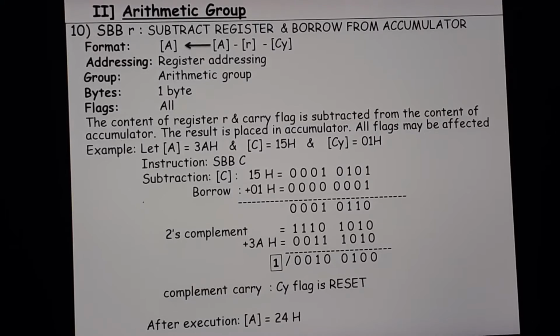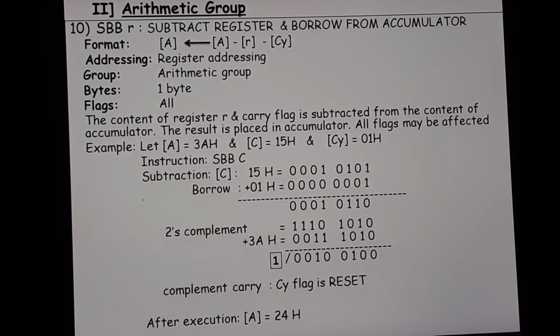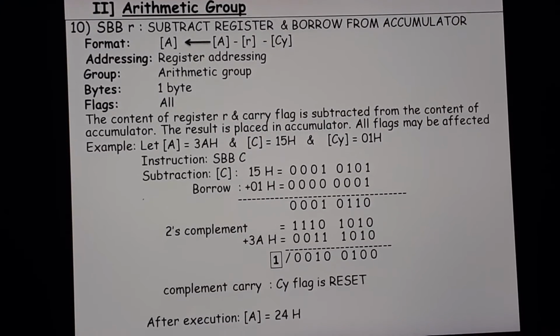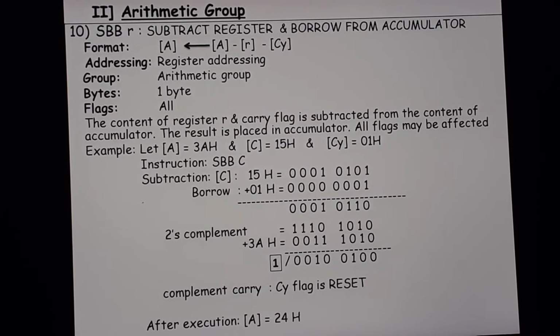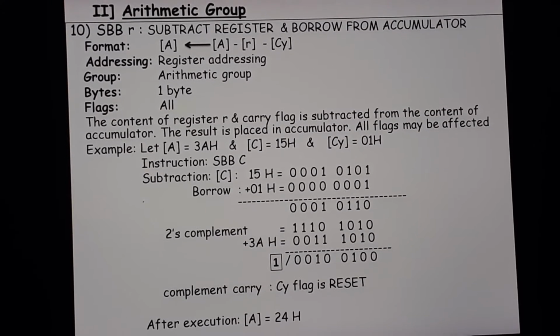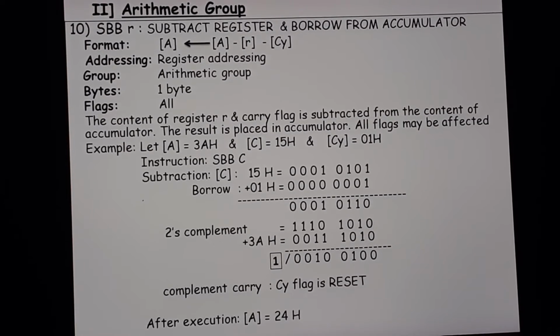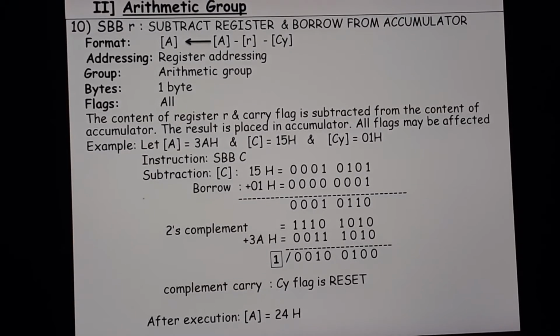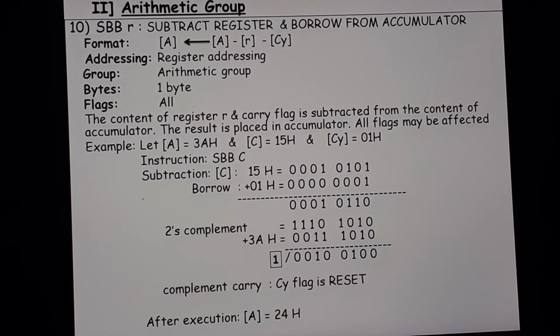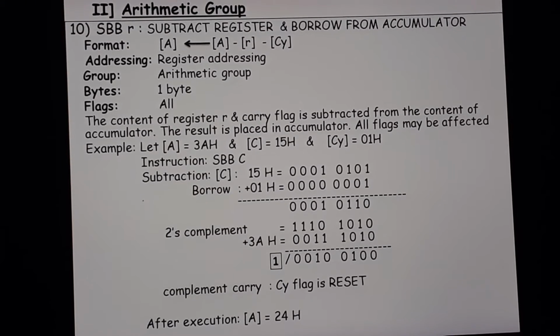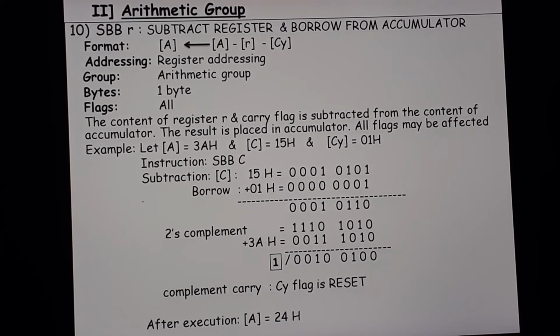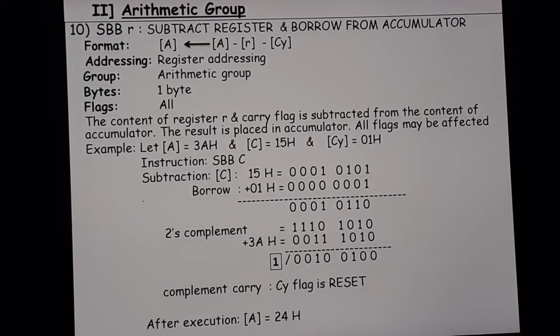Now this answer you will be adding with the accumulator content, that is 3AH. After adding, I got the answer as 0010 0100, with carry that I have got here is 1. Okay, so the accumulator, after executing SBB R instruction, the content of the accumulator is 24H, correct? Before executing this instruction, the content was 3AH.